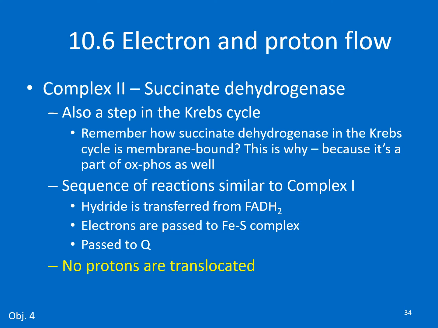So electrons get passed from FADH2 to these iron sulfur complexes within complex 2 and passed to Q. No protons are translocated in complex 2. This is not a proton pump. Complex 1 pushed protons across the membrane. Complex 2 does not. All it does, it takes electrons from FADH2 and puts them onto Q.